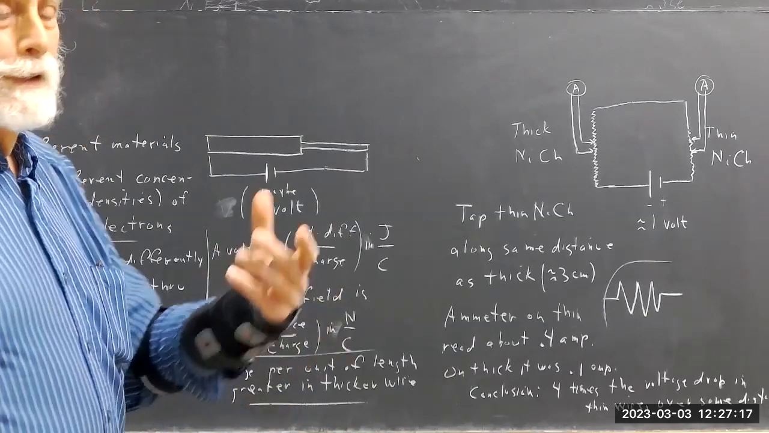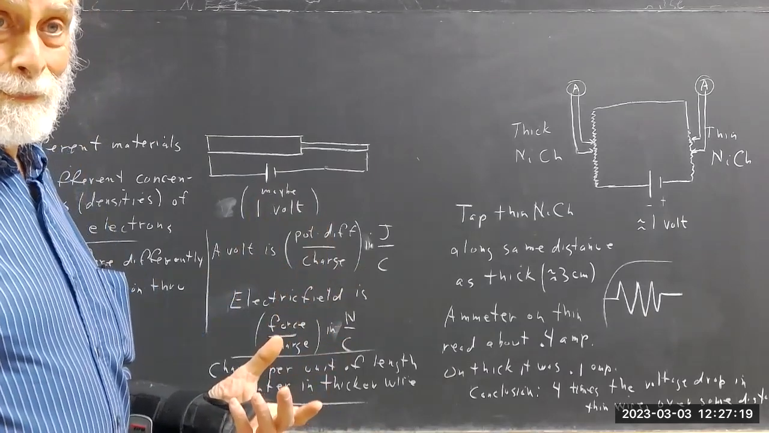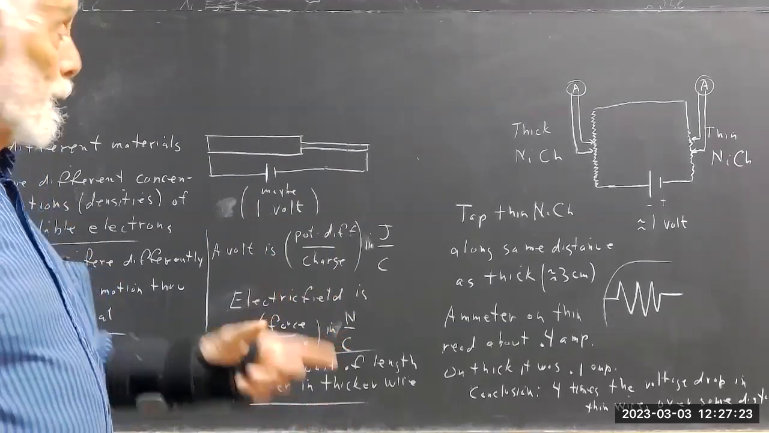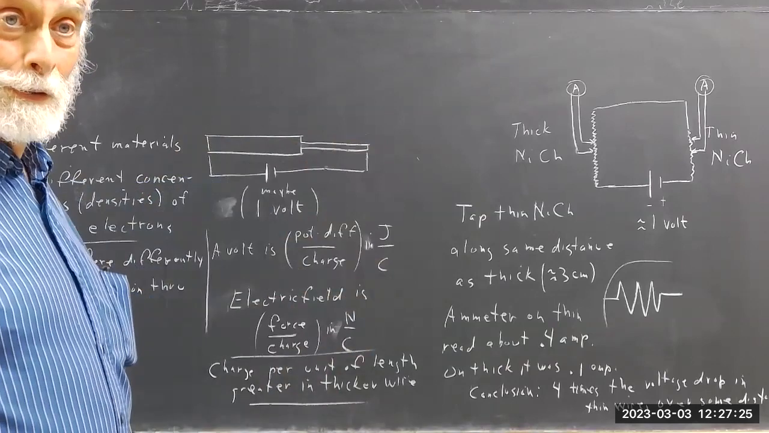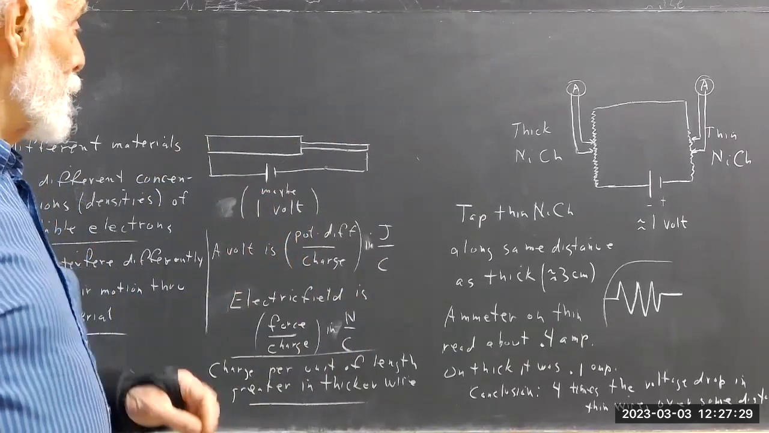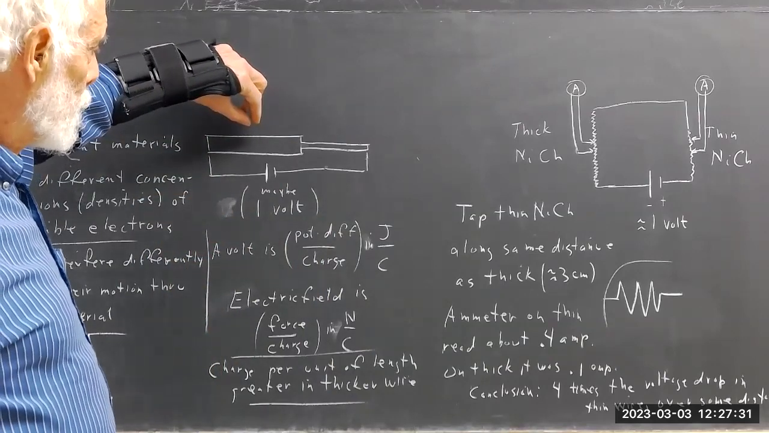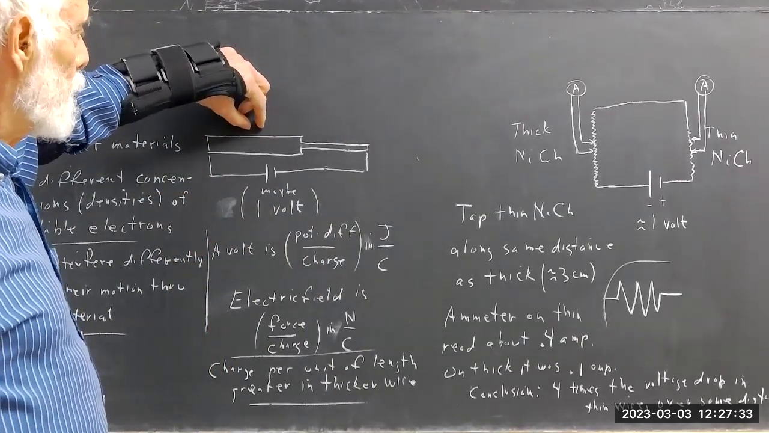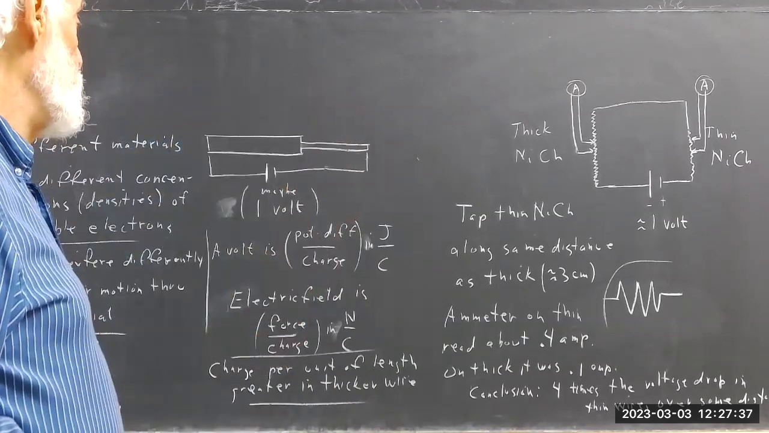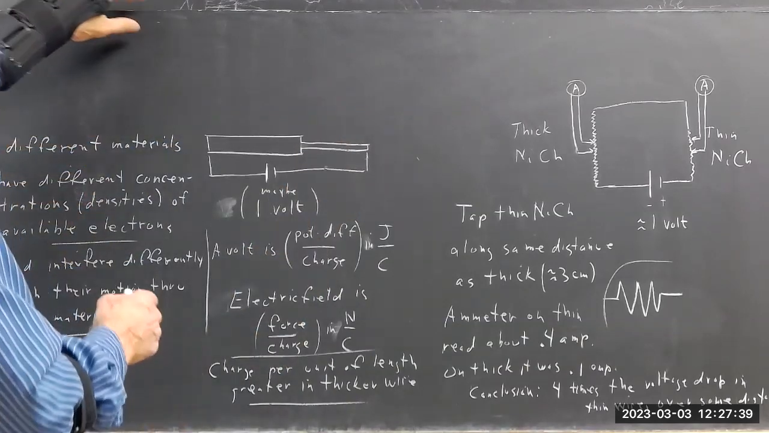So the electric field in an isolated conductor has to be zero. Now, in a conductor where you're opposing a voltage, that's not necessarily the case. Okay, so we'll worry about that later. Okay, so the drift velocity is less here than here.